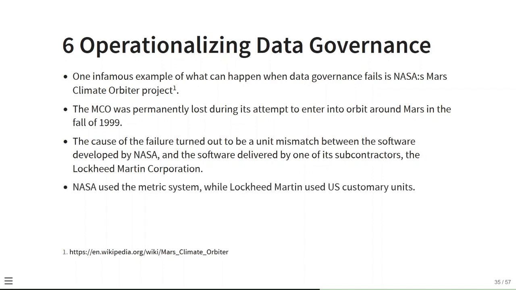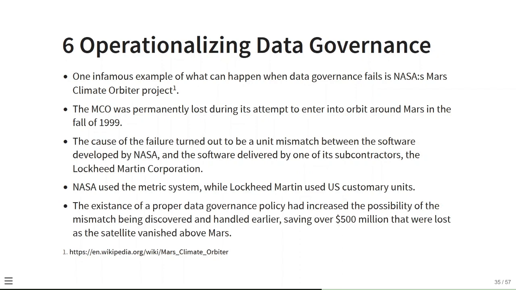NASA used a metric system, while Lockheed Martin used US customary units. The existence of a proper data governance policy would have increased the possibility of the mismatch being discovered and handled earlier, saving over $500 million that were lost as the satellite vanished above Mars.